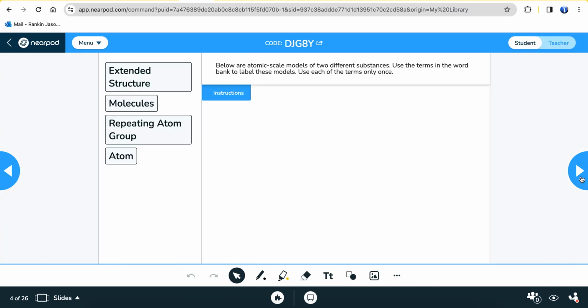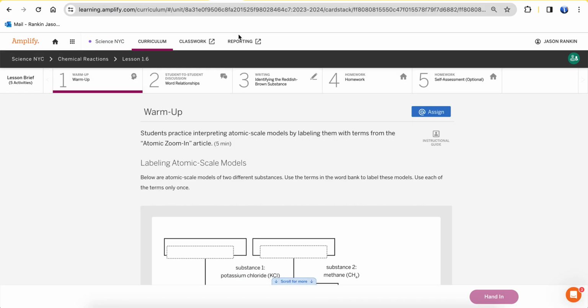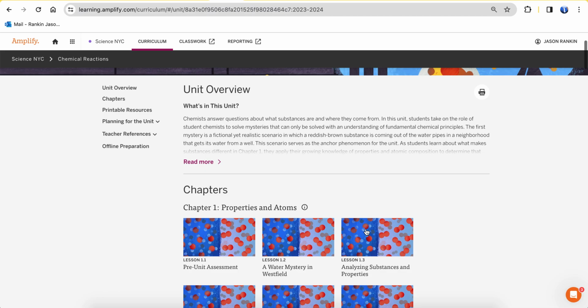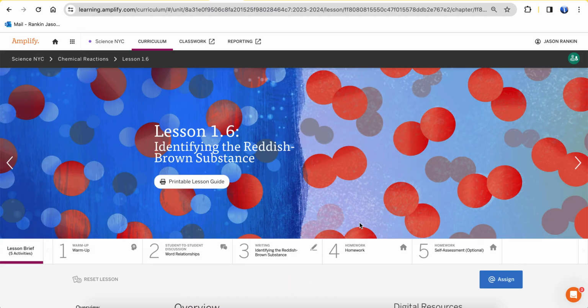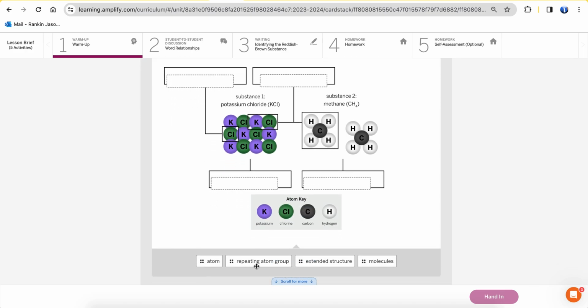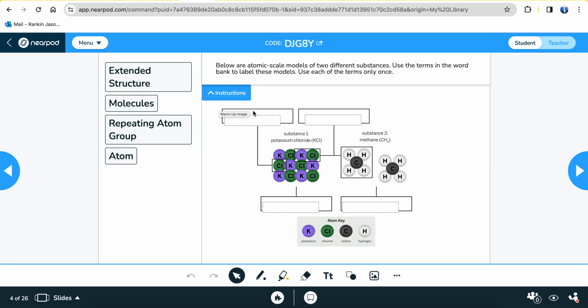All right, let's work on the warm-up here. Same warm-up that you have on Amplify, right? So if you want to, on Amplify, this lesson 1.6, your goal is to drag and drop these over the respective blank spaces. All right, so let's do it here on Nearpod.